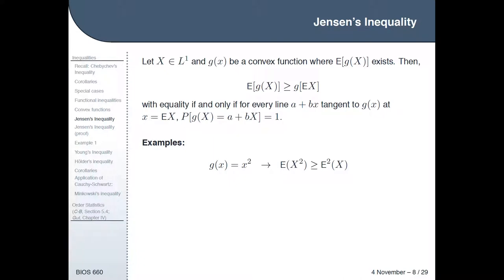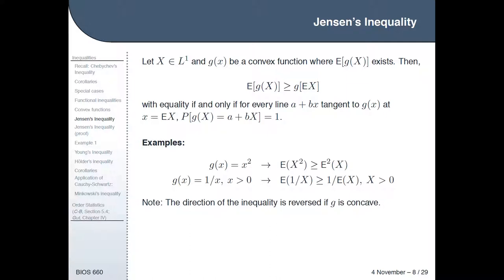So for example, g of x equals x squared, shown on the previous slide, is a convex function. That means the expected value of x squared is greater than or equal to the expected value of x, quantity squared. Among other things, this gives us that the variance is always greater than or equal to 0. And 1 over x is another convex function, so that implies the expected value of 1 over x is greater than or equal to 1 over the expected value of x, at least for positive x.